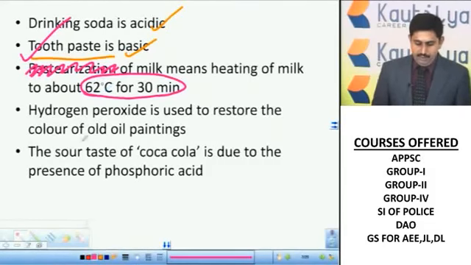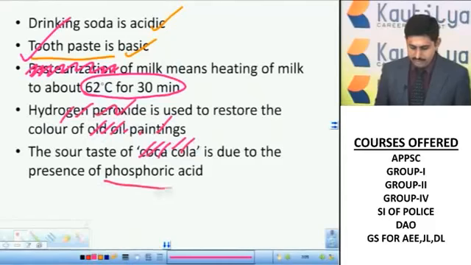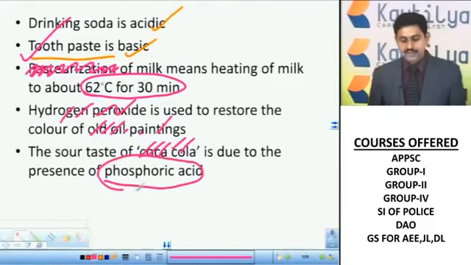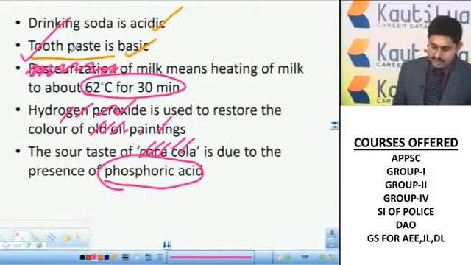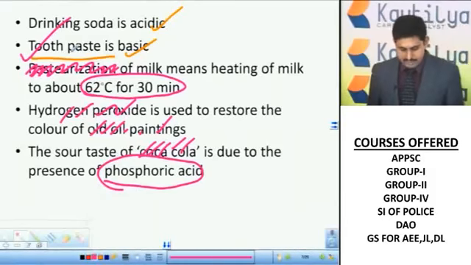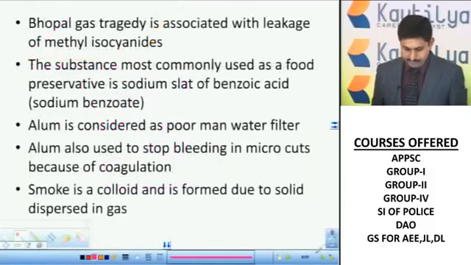Then, old oil paints can be recovered by using hydrogen peroxide. Coca-Cola has a sour taste because of the presence of an acid. Already I told you that acids are present in cool drinks. Any kind of drinks or soda consists of acids, and particularly in the case of Coca-Cola, it consists of phosphoric acid.